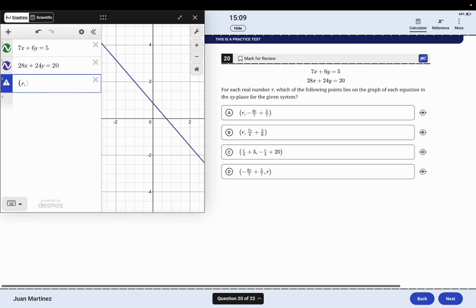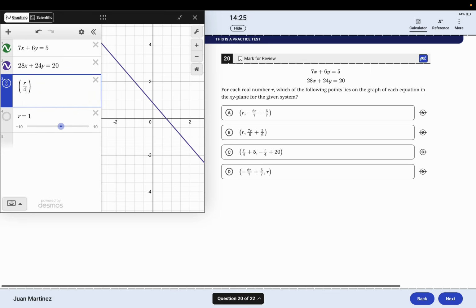So just graph your point here. 6r/7 plus 5/7, and then just add a slider. This one's already wrong because this one's not even on it, but it has to be true for all values of r. Like this value right here looks to be on it, but it doesn't matter. It has to be all values of r, is what I was saying. But this one's not it because it's not true. So let's try B. 7r/6 plus 5/6. Okay, that one's just not it already.